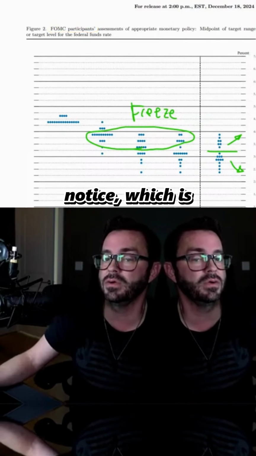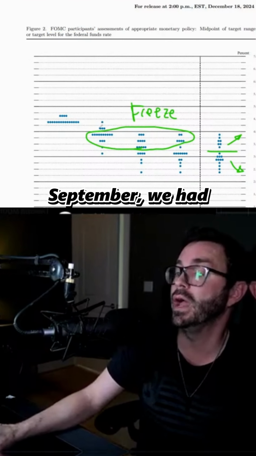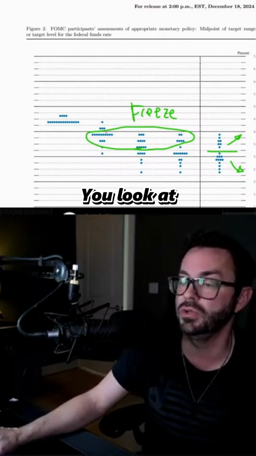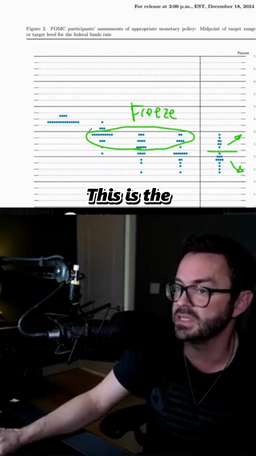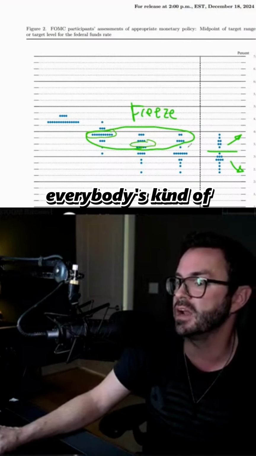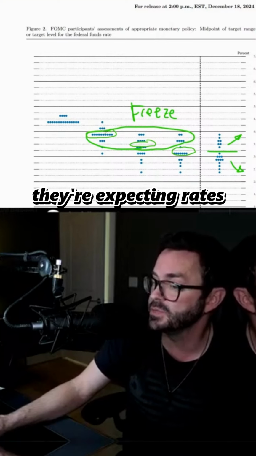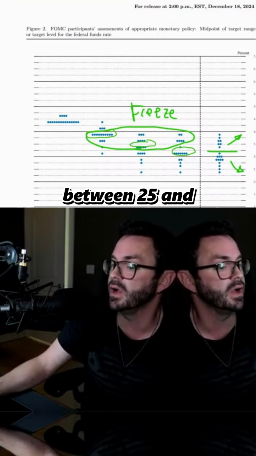What you may notice, which is interesting, is that last year in September, we had aggressive participation. You look at the mean, which is the highest. This is the mean, the thickest part, the middle. This is where everybody's assessment of where policy is likely to be. As you see, they're expecting rates to go lower between 25 and 27.